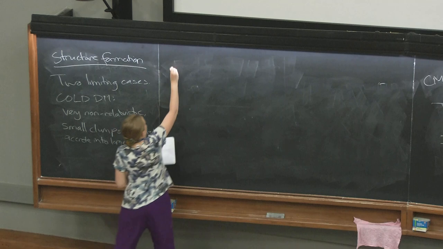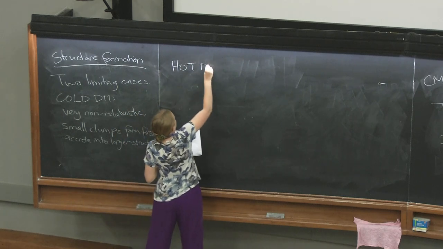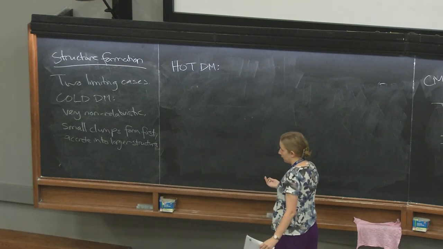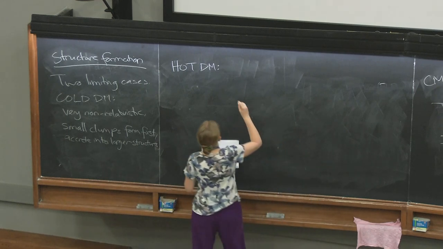The opposite limit is hot dark matter, where the dark matter is relativistic during some of the period after it decouples from the standard model.